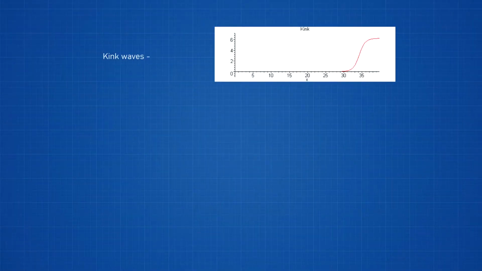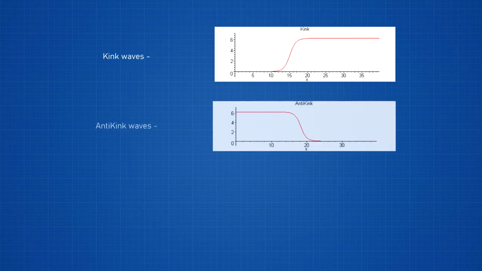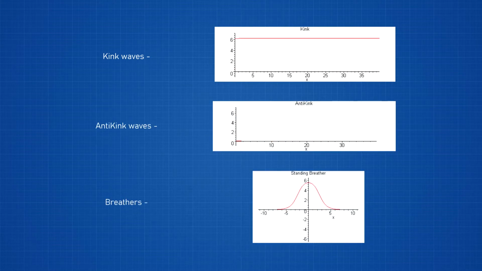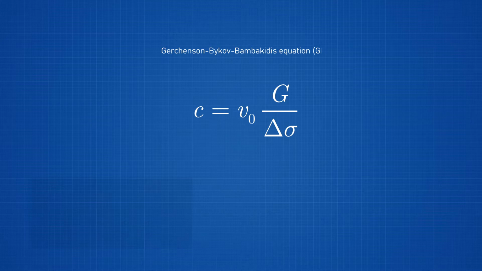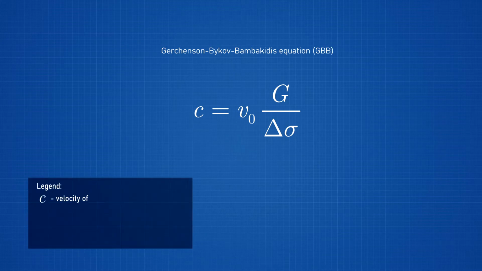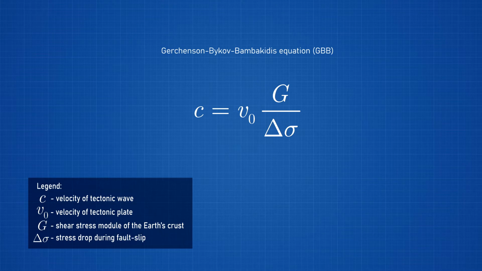The best-known solutions of the sine-Gordon equation are kink and anti-kink waves, and breathers. The velocity of the tectonic waves is given by the Jurčenko-Bikov-Bambakides (GBB) equation and depends on the velocity of the moving tectonic plates considered, the shear modulus of the rock, and the stress associated with faulting and fracturing.